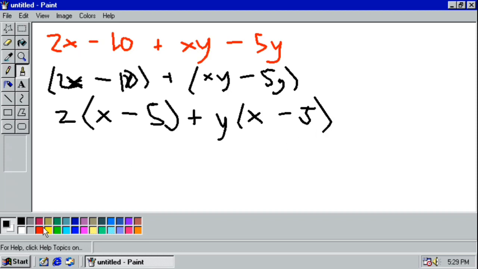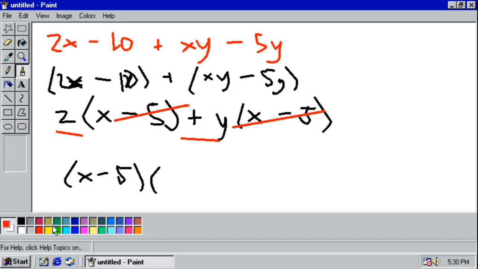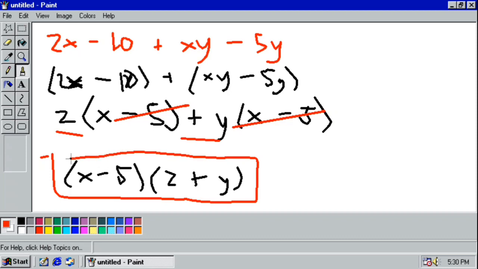As you can see here, we have a common binomial, so we're going to copy the common binomial, x minus 5, and now remove the x minus 5, so we have 2 plus y. So we're going to add 2 plus y. So these are the factors of this expression.